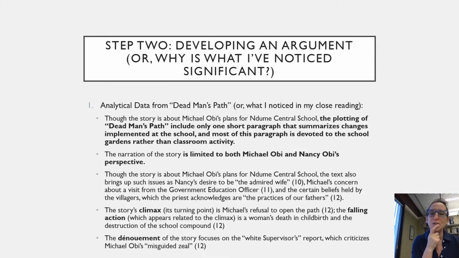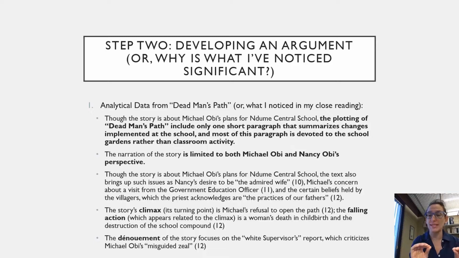Okay, next I noticed that in terms of the plot structure, the climax, which is the turning point of the story, which you would learn in my lecture class, that's Michael's decision not to open the path. So the priest comes, says, you got to open the path, and he's like, not going to do it. But on page 12, Michael is kind of accommodating. He says, we'll build you another path. I'll get the boys from the school to build you another path. But it's still a decision that he makes.